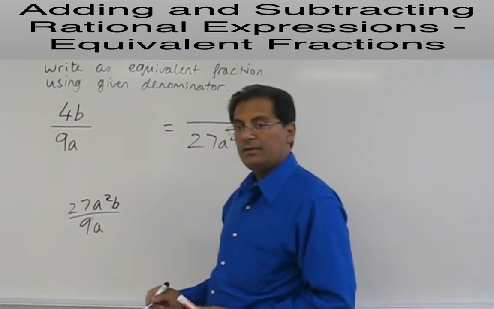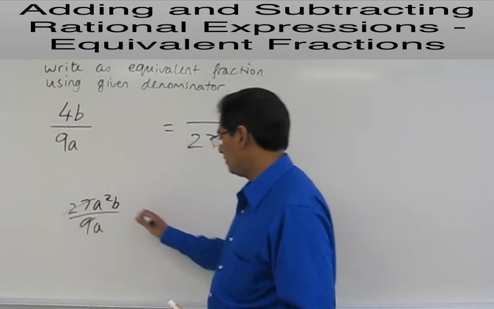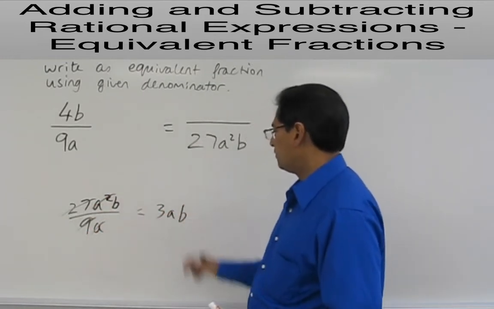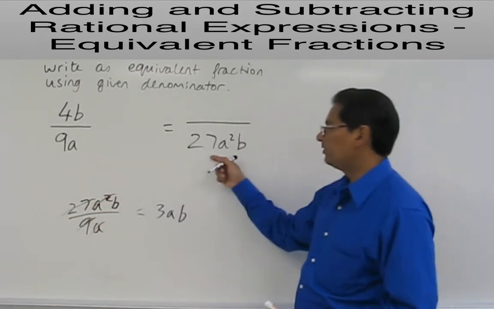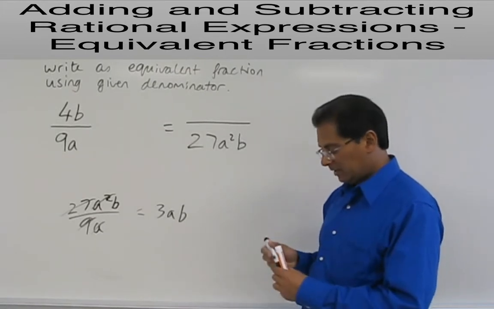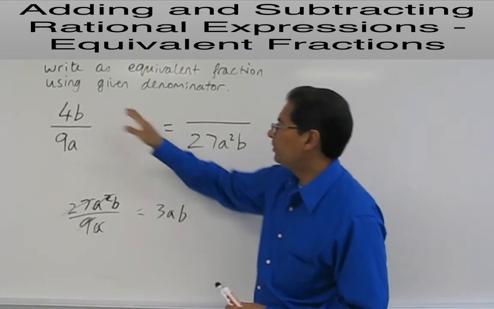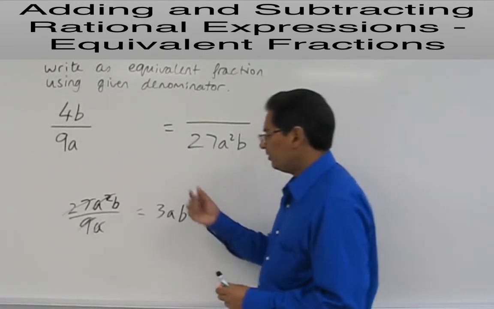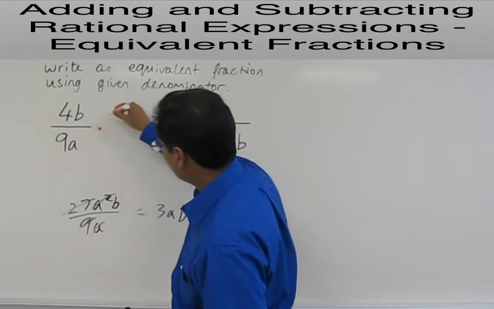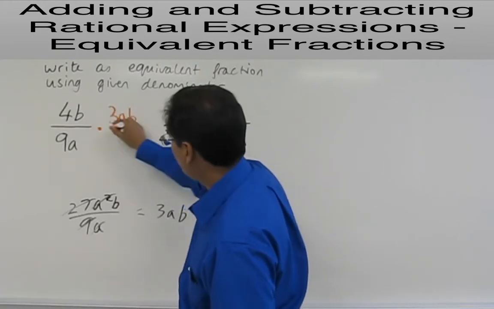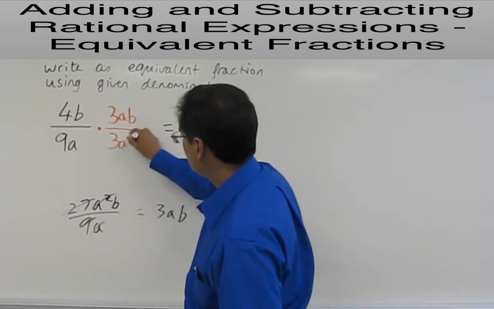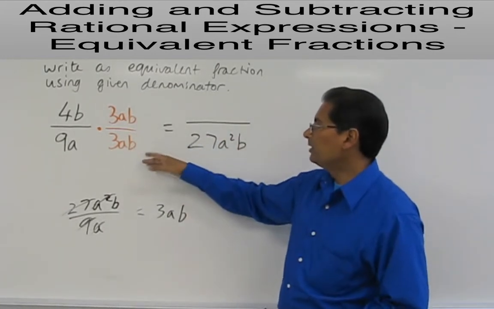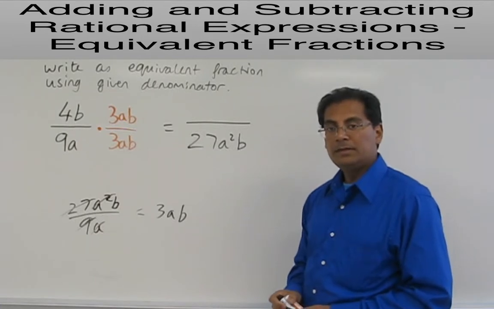And if you've done that, you might say, okay, 27 and 9, that gives me a 3. A squared over a, that gives me an a, and then a b. So in other words, 9a goes into this denominator 3ab times. And so what we do is we multiply the top by 3ab. So another way of looking at that is just simply multiply the entire fraction by that expression, 3ab over 3ab. And the reason we do this is because we're just multiplying by 1.